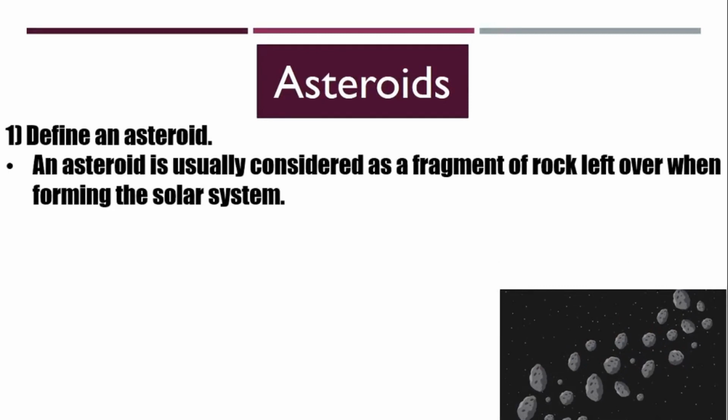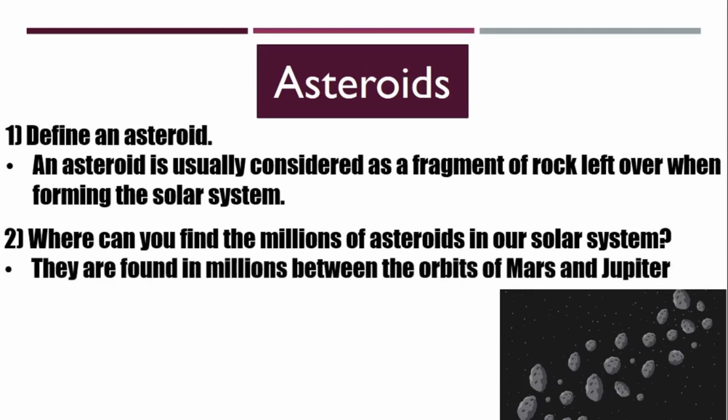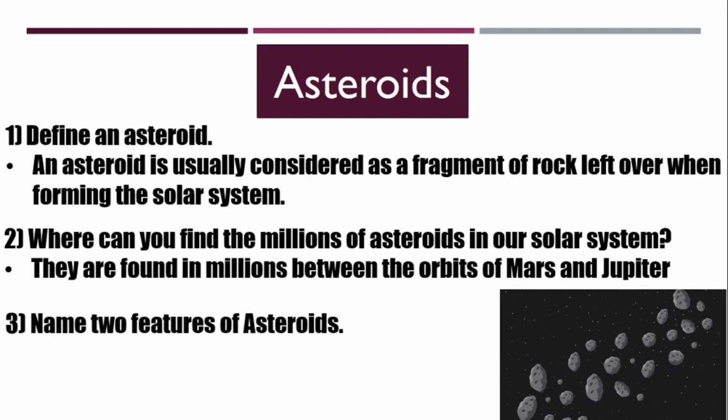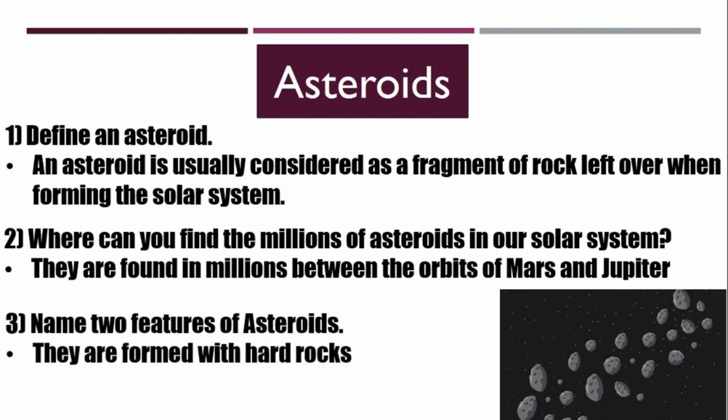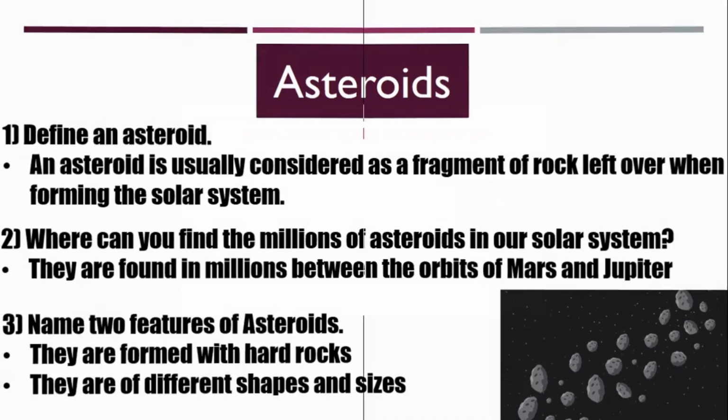An asteroid is usually considered as a fragment of rock left over when forming the solar system. Where can you find the millions of asteroids in our solar system? They are found in millions between the orbits of Mars and Jupiter. Name 2 features of asteroids. They are formed with hard rocks. They are of different shapes and sizes.